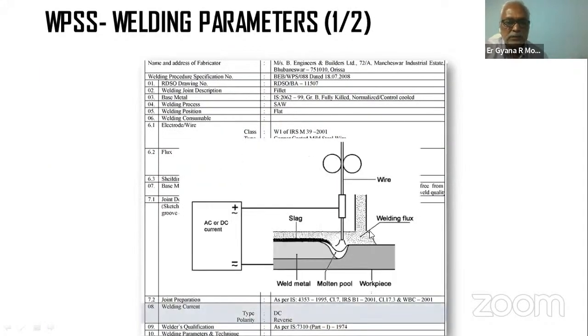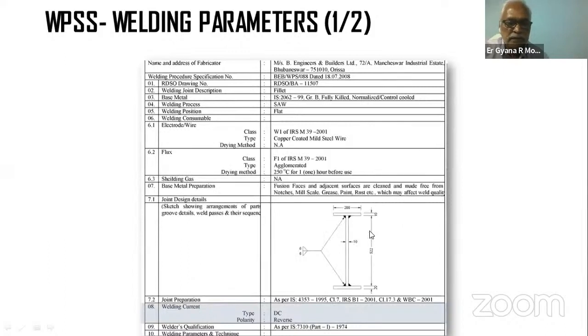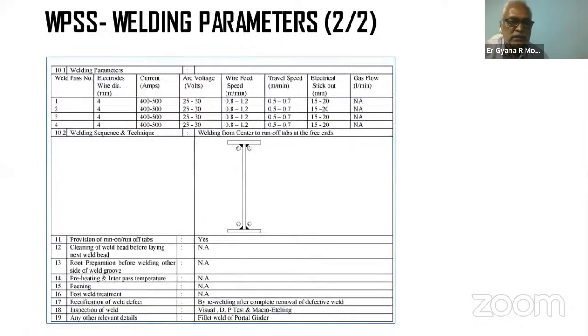Here, this is the type of weld that is being done: submerged arc welding. Here we have shown the polarity. We have connected the wire to the positive, that is, DCEP, electrode positive or reverse polarity. Then these are the joint details. Then these are the voltage and current parameters which are supposed to be followed.